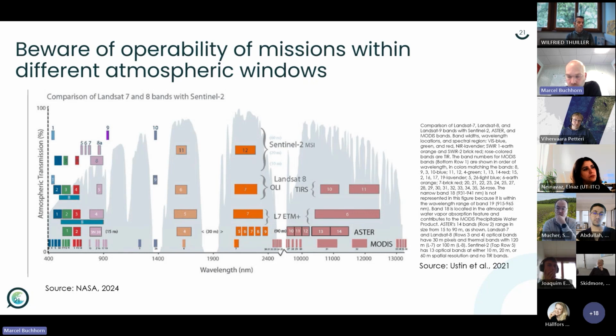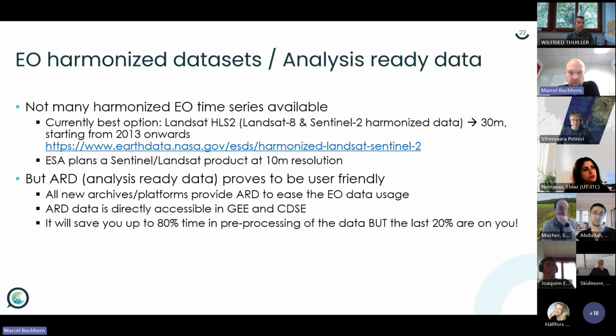There are not a lot of data sets out there which harmonize time series of satellite data. One of the best available data sets currently is the Landsat HLS-2 project, which harmonizes Landsat 8 and Sentinel-2 data. So you get 30-meter resolution data starting with 2013 on a nearly 2 daily to 3 daily basis. And all the satellites within this mission, so in this case 3 satellites, and starting with Landsat 9 we have 4 satellites, are harmonized to each other, so you always get the same results.